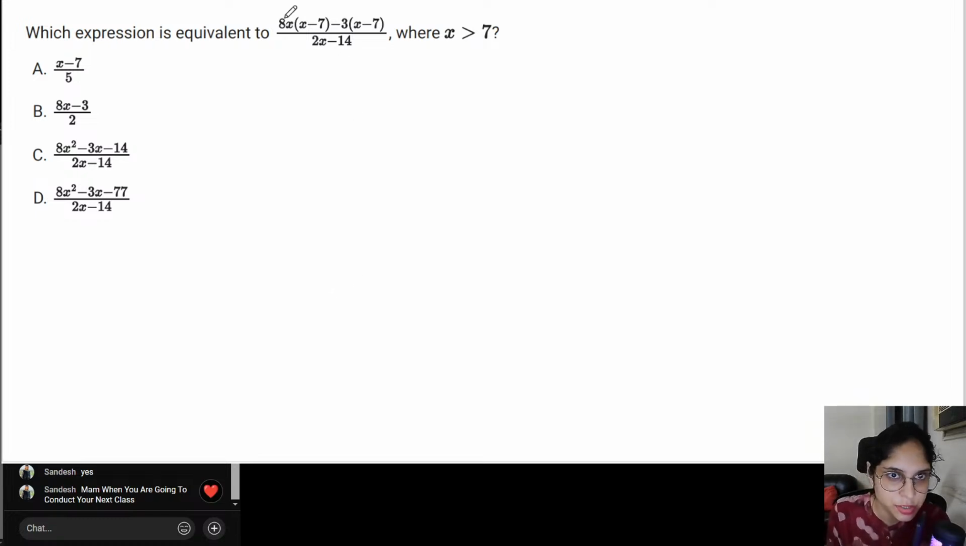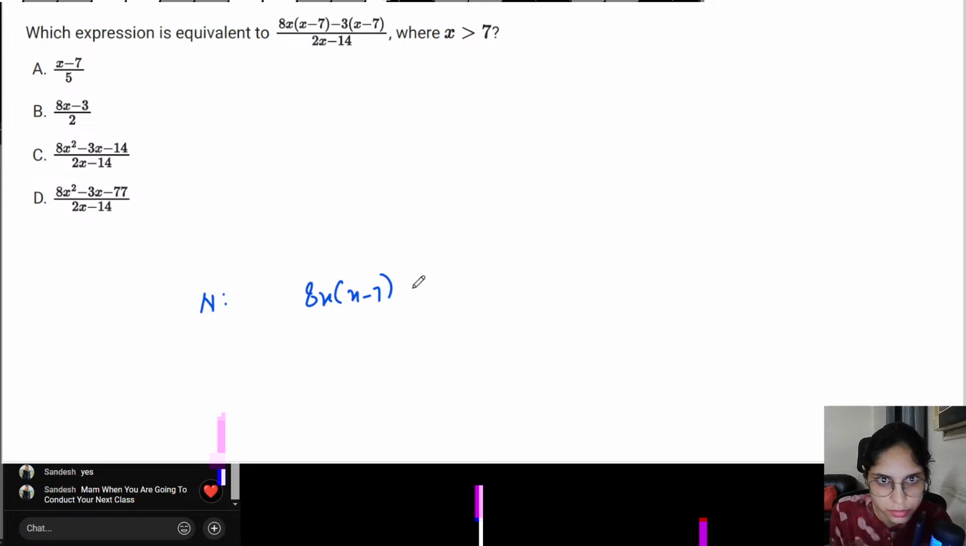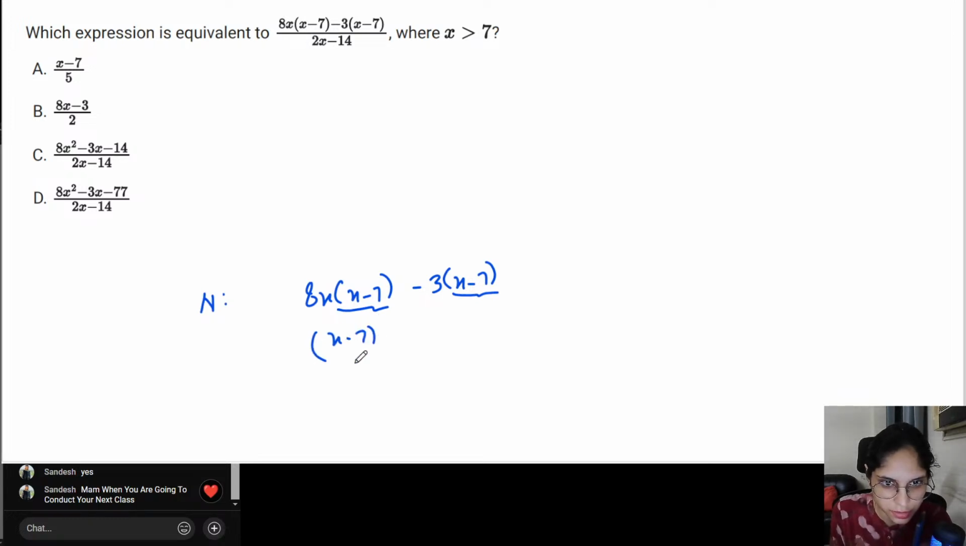So there is numerator, there is denominator. So first I will just do numerator. X minus 7 is a common factor. I will write x minus 7. Now here 8x is remaining, here negative 3 is remaining. So this is the factorization of numerator. Now I will do the same thing with my denominator.